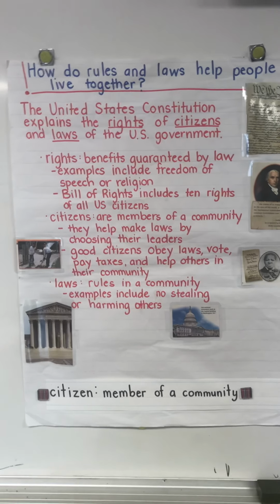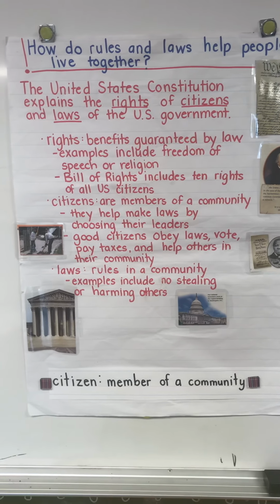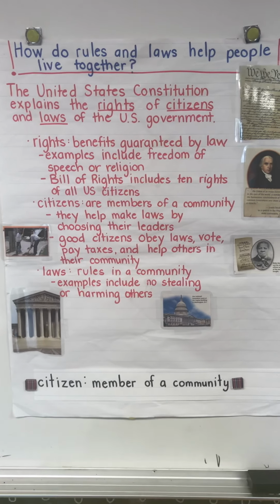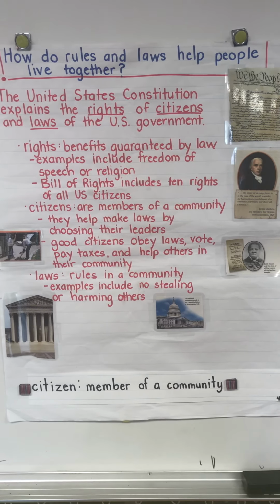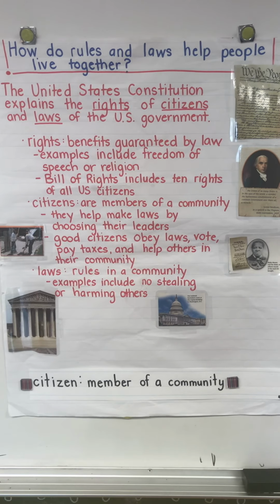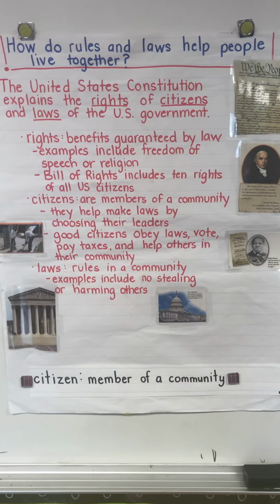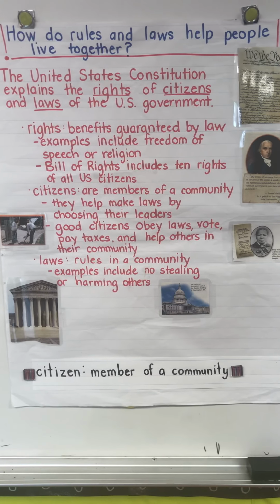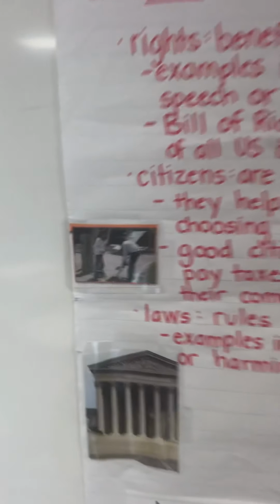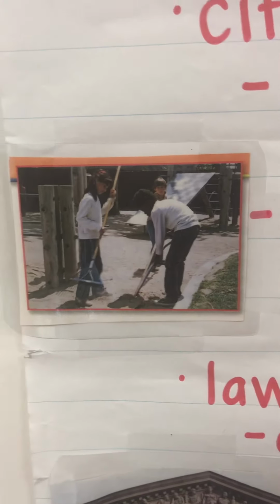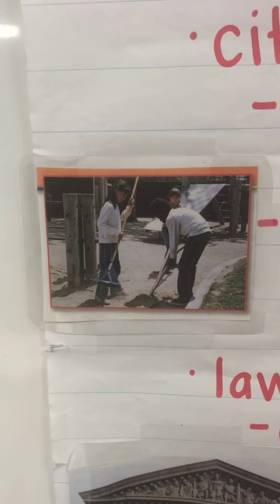All right, so what does a citizen do? Well, they help make laws by choosing their leaders. Of course, we say that's by voting. All right, good citizens obey the laws, vote, pay their taxes, and help others in their communities. So here are some examples. Here's some children cleaning up a playground that got some litter on it. That's helping out the community.